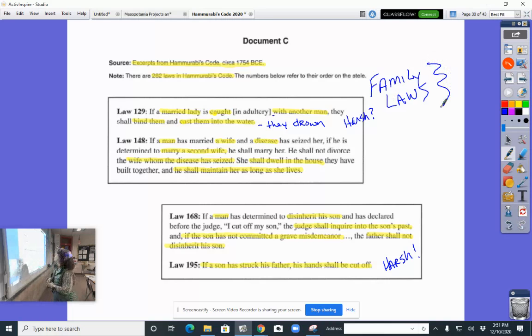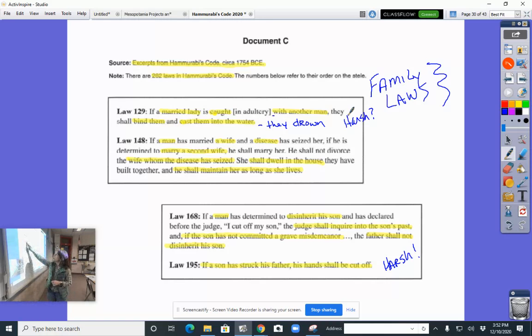If you read all of these laws, you noticed that one is talking about if a married lady is caught with another man, adultery. What happens to them? Their arms and their legs get tied up and they get tossed into the water. They drown, they die. Some people might say that's kind of harsh. Others might say that's a pretty good punishment.